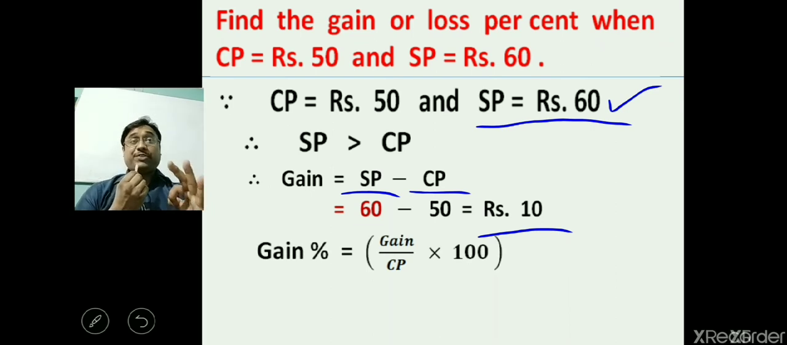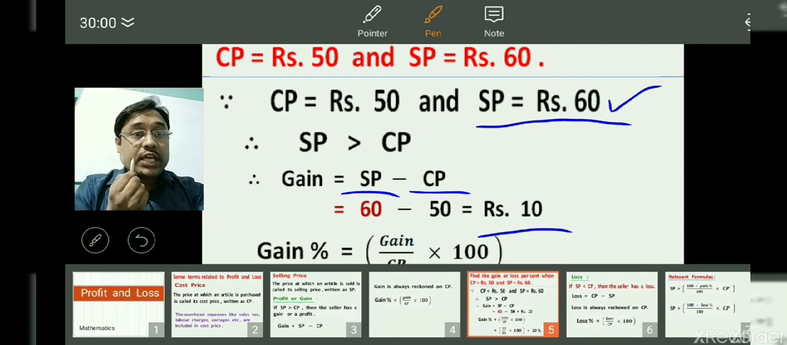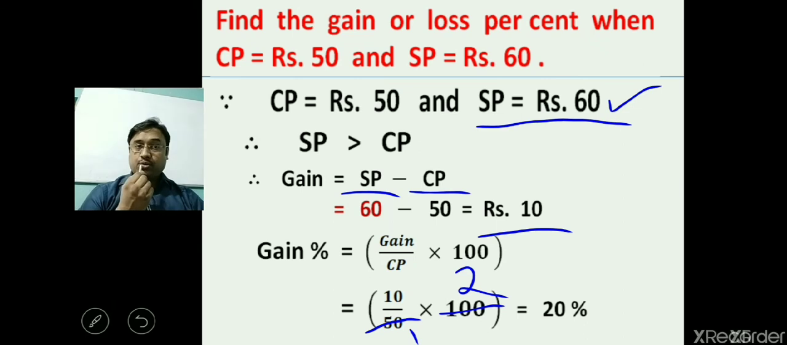Then you will find the gain percent. Just now we have seen the formula: gain percent is gain by CP into 100. So gain by CP into 100 means 10 by 50 into 100. This will give the value 20%, because you can cancel: 50 into one time, and 50 into two times. Then 10 into 20, you will get 20% only. So this way the gain percent is 20%.